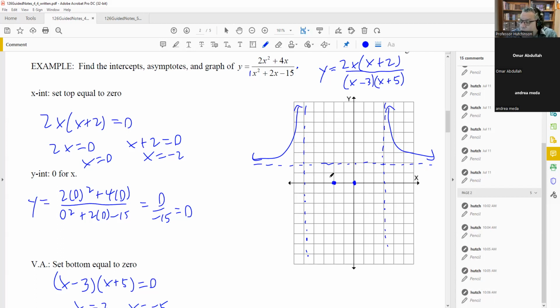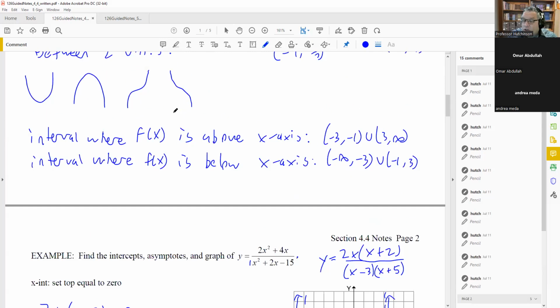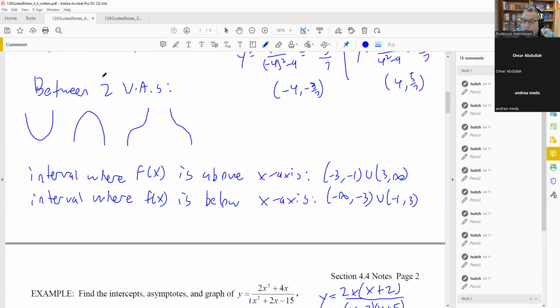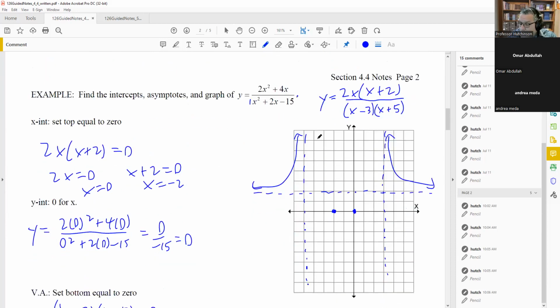Now we have to figure out what goes on in the middle. At the end of class yesterday, I told you that if you're between two vertical asymptotes, you have one of these four shapes that's going to occur. So it's either a U shape, an upside down U shape, or ones that look like cubes. So between the two vertical asymptotes, we have one of these four shapes.